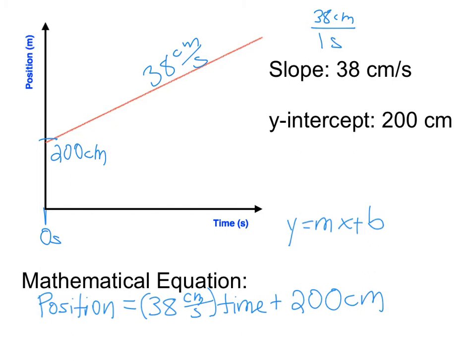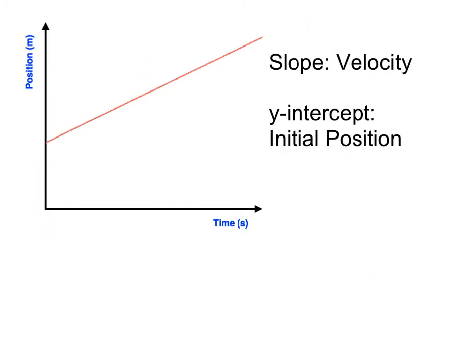So what does that mean? It means that we can deduce that the slope is a new word for us. It's the velocity. And the y-intercept is the initial position. Now, we have an idea of what this initial position means. It just means where the car is at the time of 0, so where it starts. But what does velocity mean? Velocity tells us how fast and in which direction.